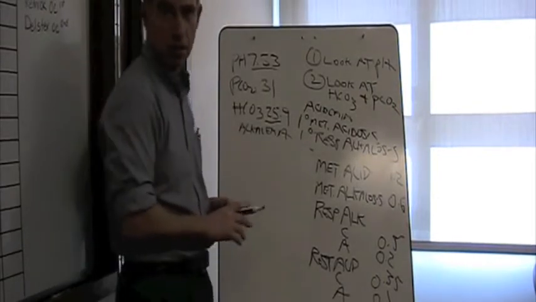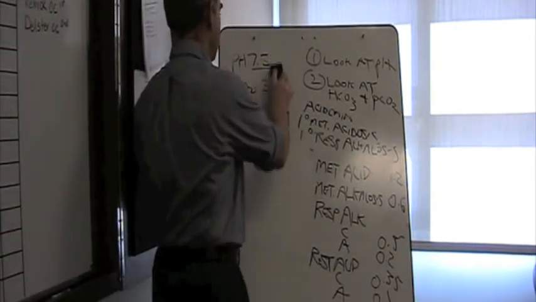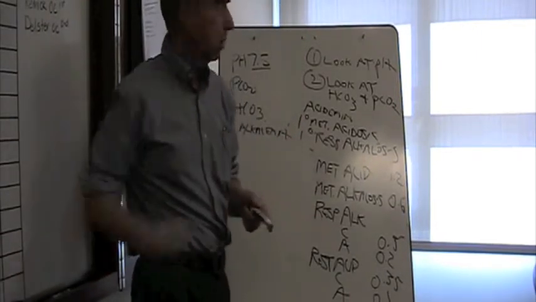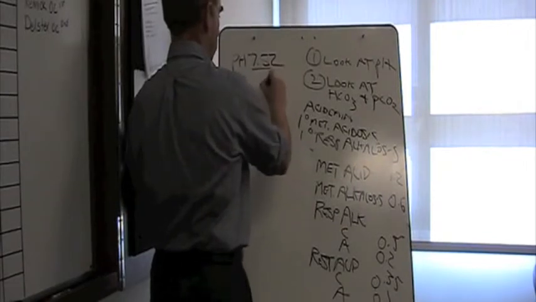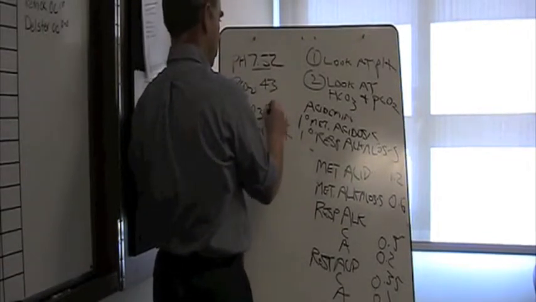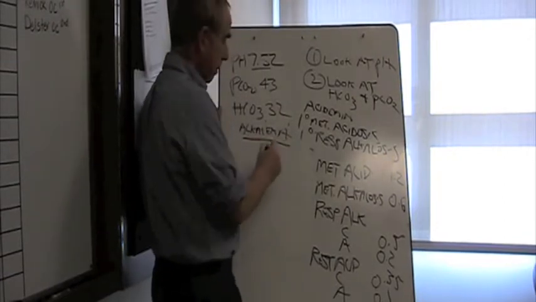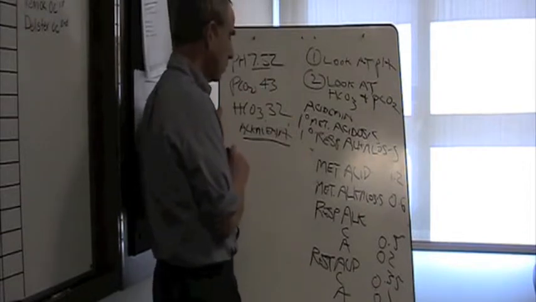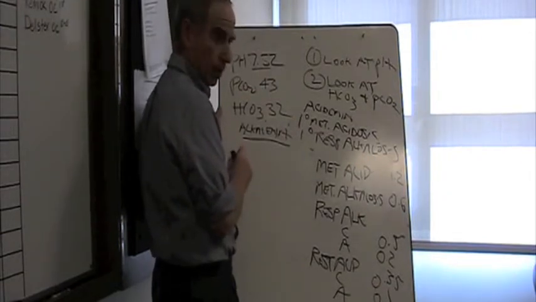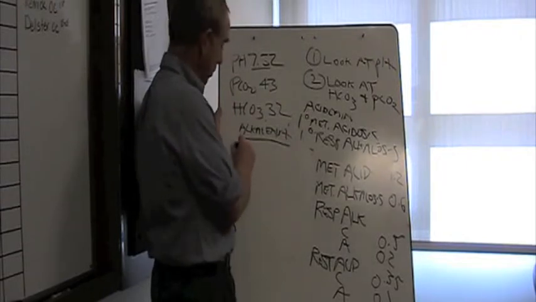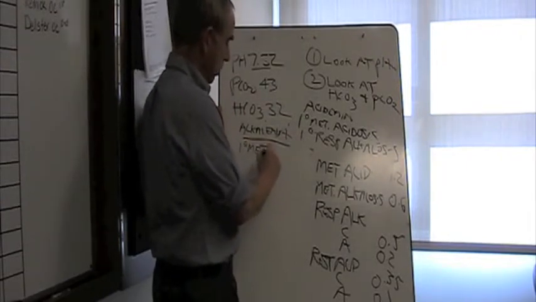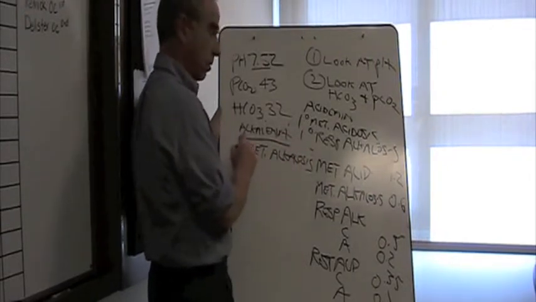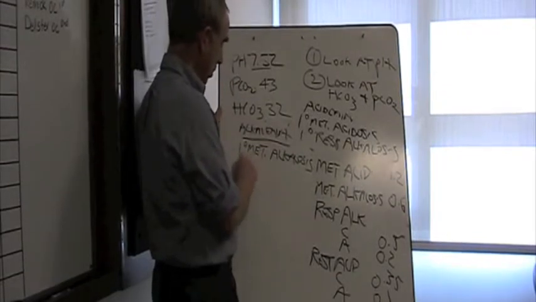Okay, one more. pH 7.52, PCO2 43, bicarb 32. Okay, so we have an alkalemia again. And what goes along with that? Bicarb. Okay, so what kind of alkalosis do you have? Metabolic. So you have a primary metabolic alkalosis and a respiratory acidosis.